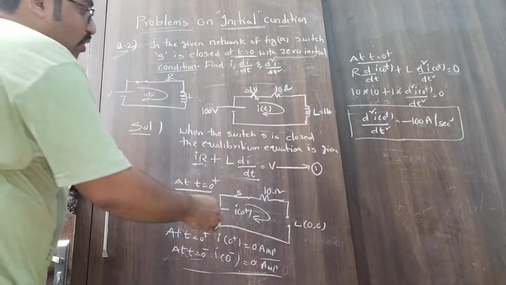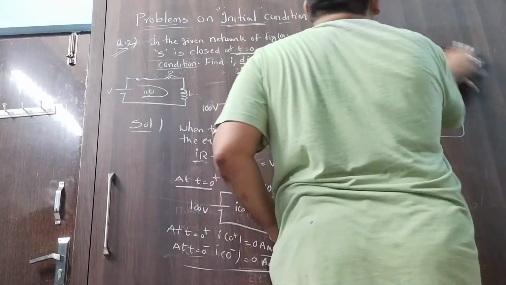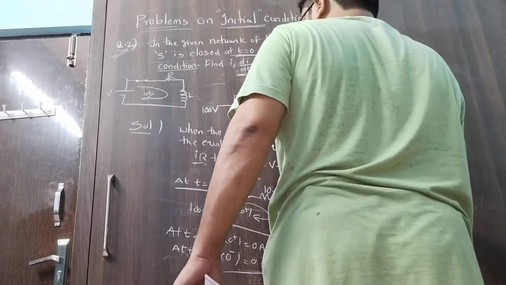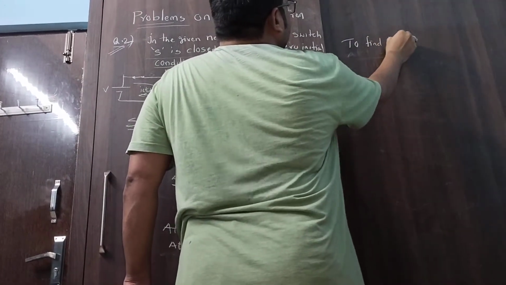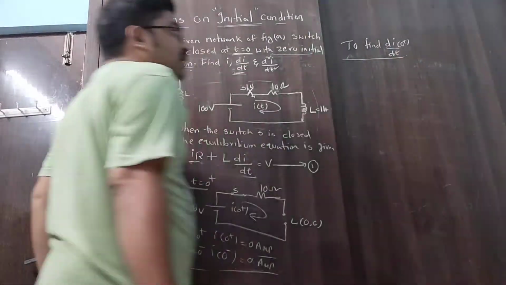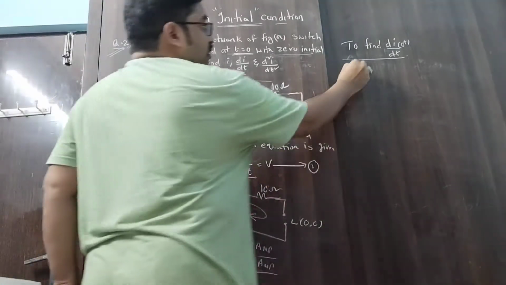Now I need to calculate di divided by dt. How are we going to solve for di divided by dt? Very simple. To find di divided by dt at I of 0 plus, we use equation 1.